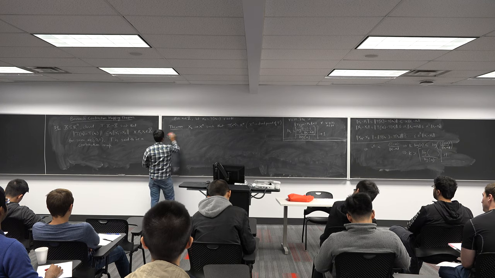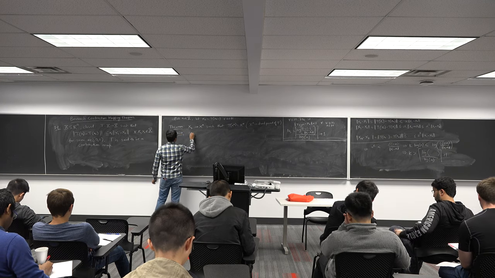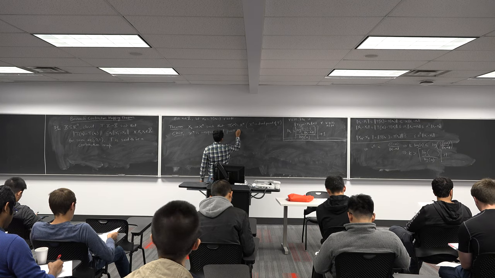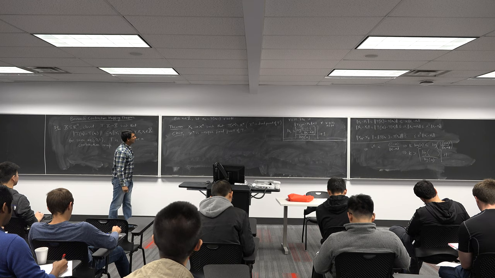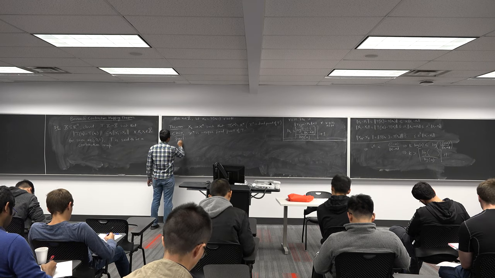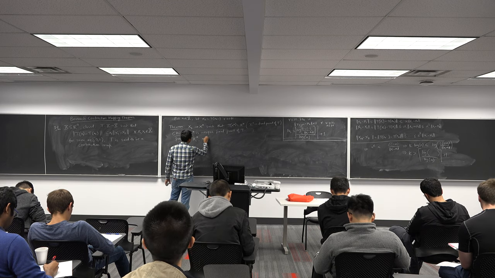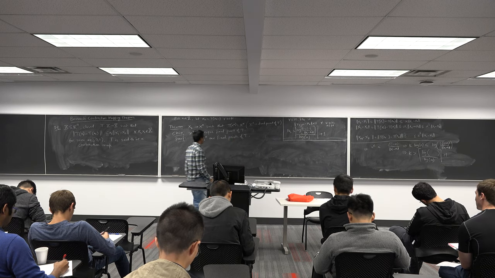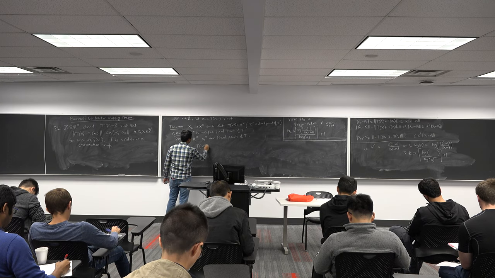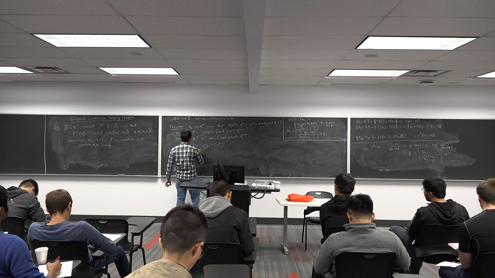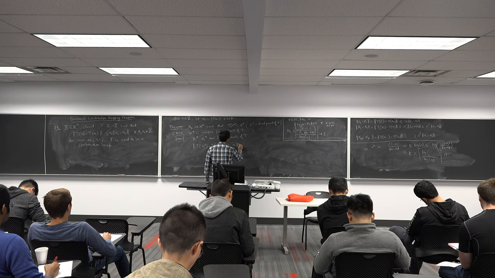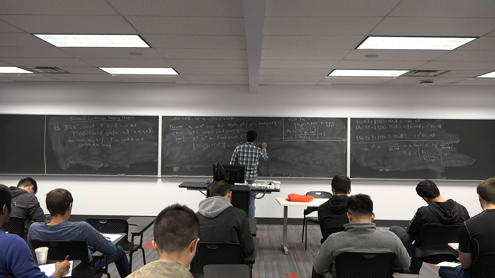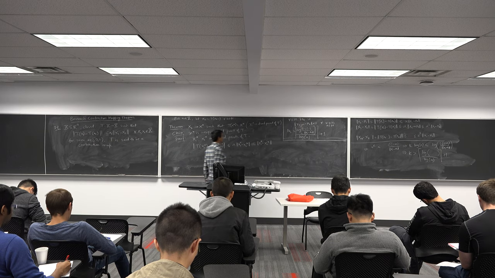So another claim is x star is the unique fixed point of T. Let's prove it by contradiction. Let's say x1 star and x2 star are fixed points of T. Then I have the norm of T(x1 star) minus T(x2 star) is less than or equal to alpha times the norm of x1 star minus x2 star, which is strictly less than the norm of x1 star minus x2 star.